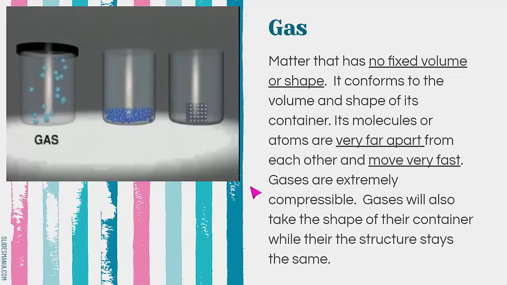Finally, we have a gas. A gas is represented by the picture on the left here. A gas is matter that has no fixed volume or shape. It completely conforms to the volume and shape of its container. Its molecules or atoms are very far apart from each other and they move very quickly.